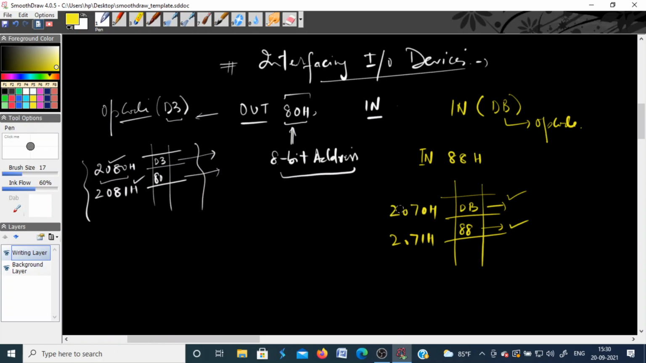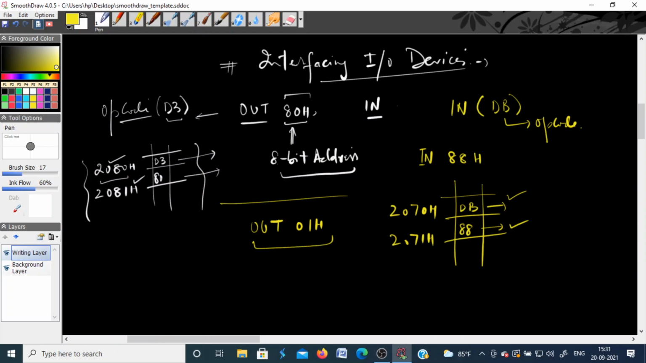These are the two instructions available in 8085 which are used for data transfer between the peripherals and the processor. If you want to communicate between the peripherals, that is input-output devices, and the processor, you have to use these instructions IN and OUT. If you use, suppose, the instruction OUT 01h, it means I am trying to transfer the contents of the accumulator to the output device, and that output device has the 8-bit address 01h.